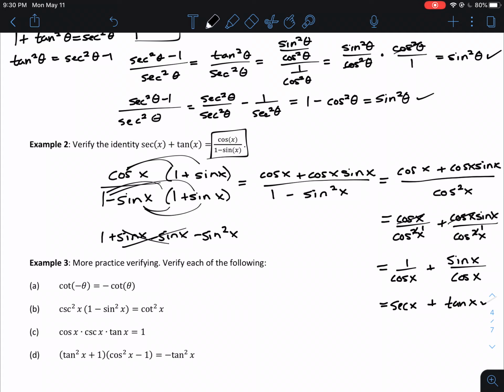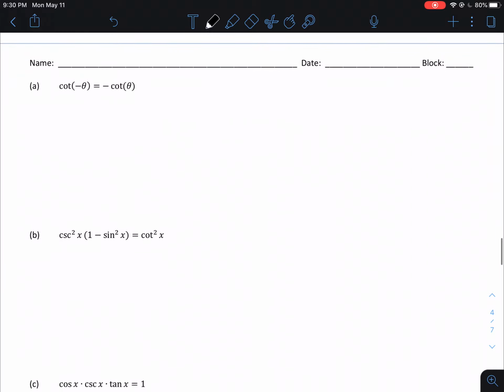So if you are sticking with me, we're going to be working through example 3. We've got 4 more equations that we're going to be verifying, and then we'll be done. Okay, so going through each of these, the first one that we are going to verify is that cotangent of negative theta is equal to the negative cotangent of theta. And let's go ahead and pick the right side, because the left side, we could probably work with it, but it might be a little bit more difficult.